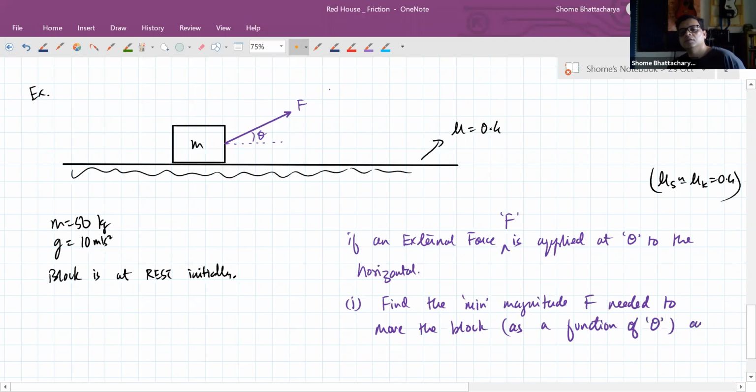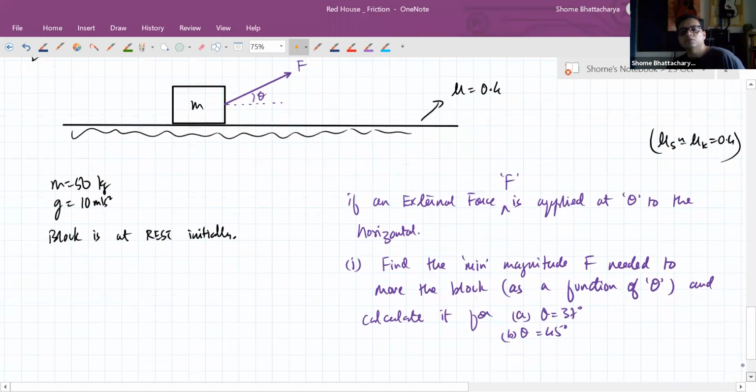Okay, and calculate it for theta equal to 37 degrees, theta equal to 45 degrees. Okay. Now second part of the question is very interesting.